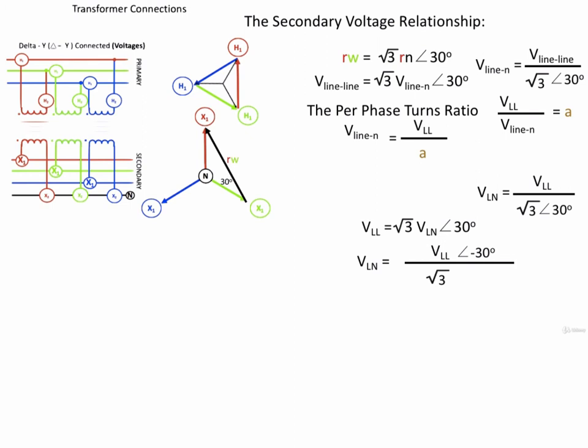I'm going to take the two equations that we have just developed here and do some mathematical manipulations with them. I'm going to divide the line to neutral primary voltage by the line to neutral secondary voltage. And then whatever I do with the left-hand side of those equations, I have to do with the right-hand side. So that equates to the line-to-line voltage at minus 30 degrees over root 3, all over the line-to-line voltage divided by the turns ratio.